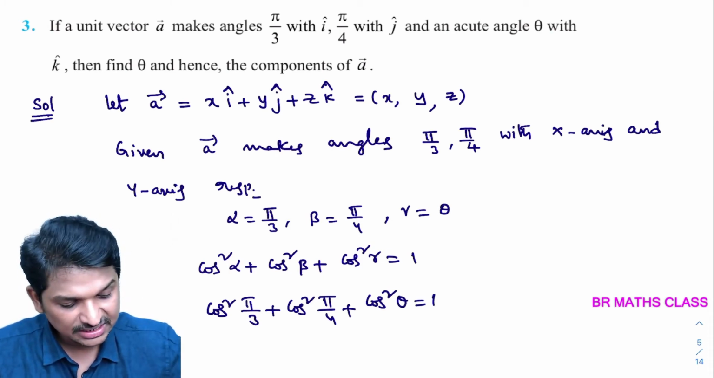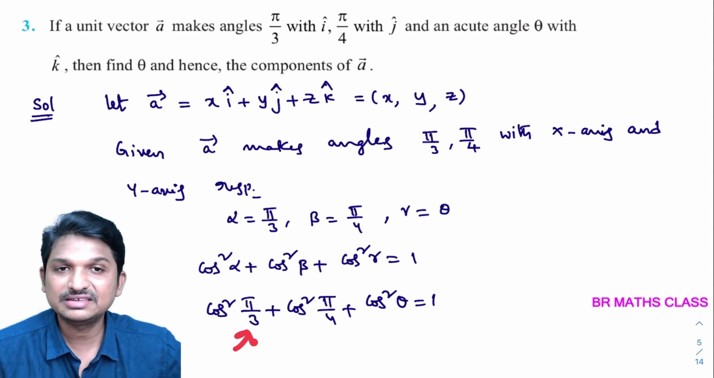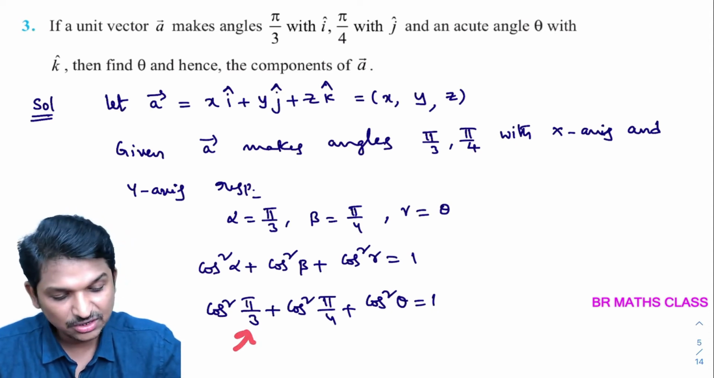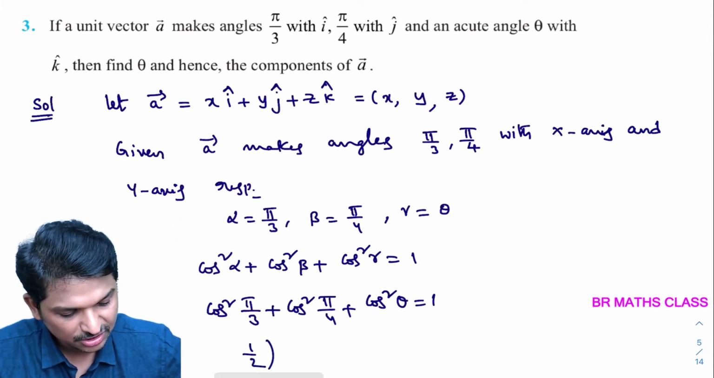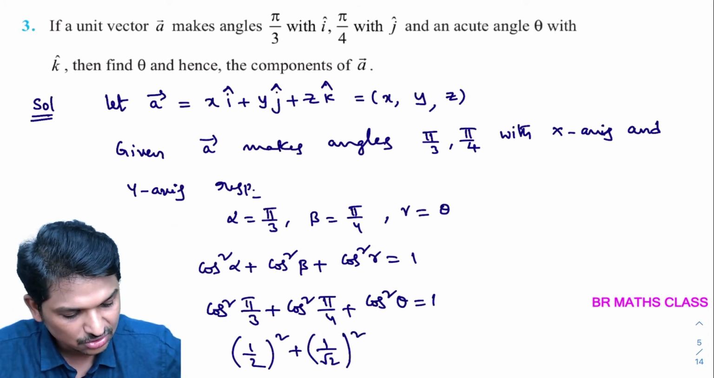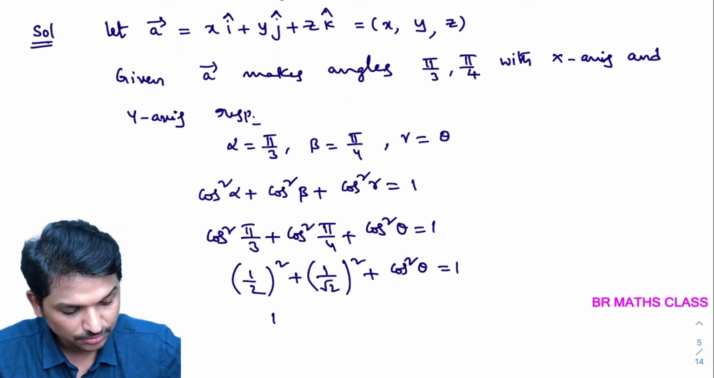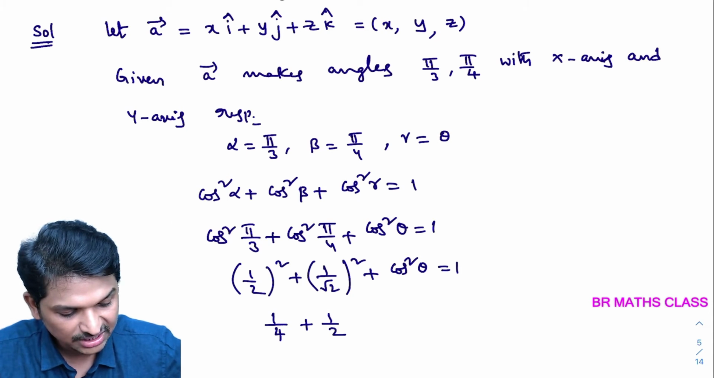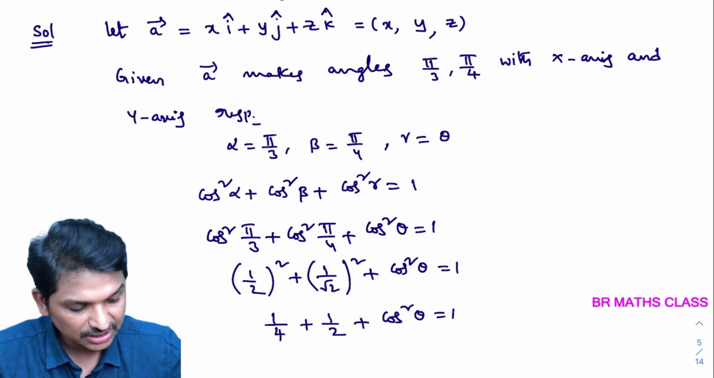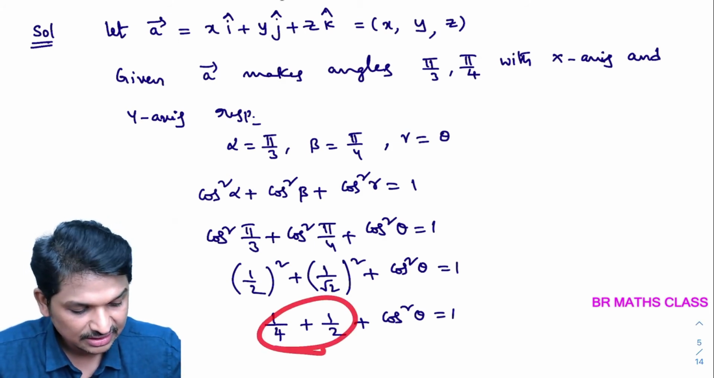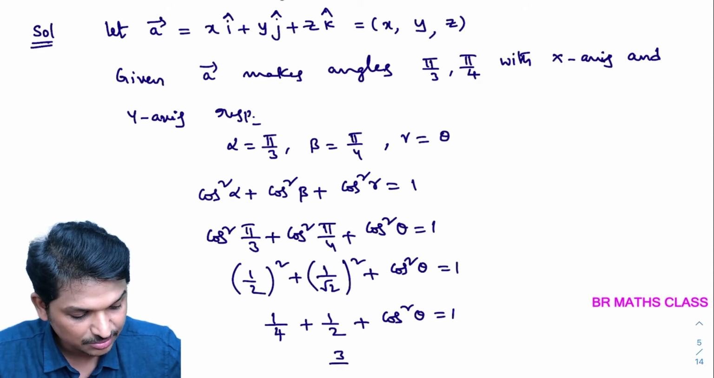So pi by 3 is what? Pi by 3 is 60 degrees. Cos 60 degrees value is 1 by 2. Here 1 by 2 whole square, because this is cos square. Okay. Cos pi by 4 is 1 by root 2 whole square plus cos square theta equal to 1. If I simplify this, what I will get? 1 by 4 plus 1 by 2 plus cos square theta equal to 1. 1 by 4 plus 1 by 2 is 3 by 4, so 3 by 4 plus cos square theta equal to 1.